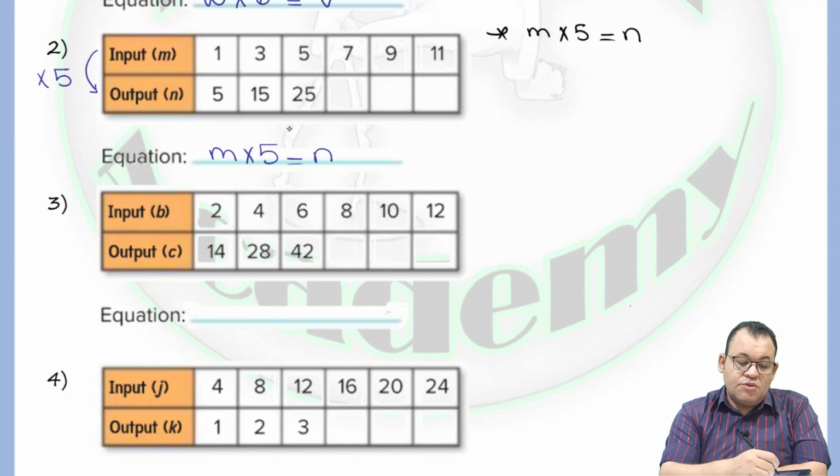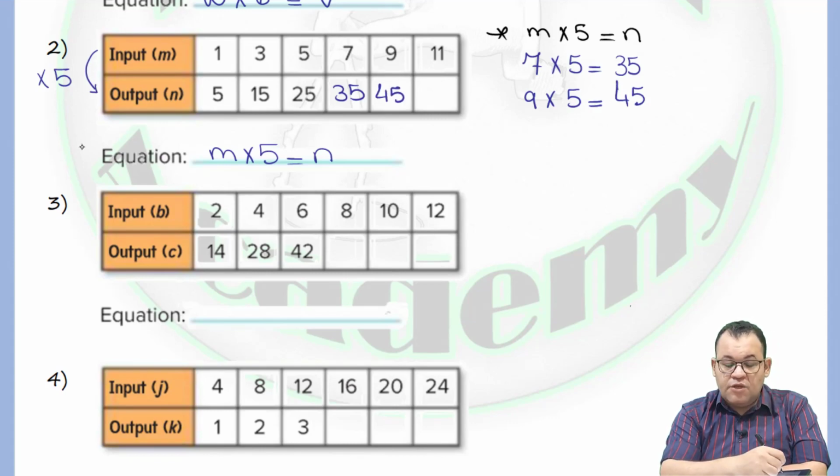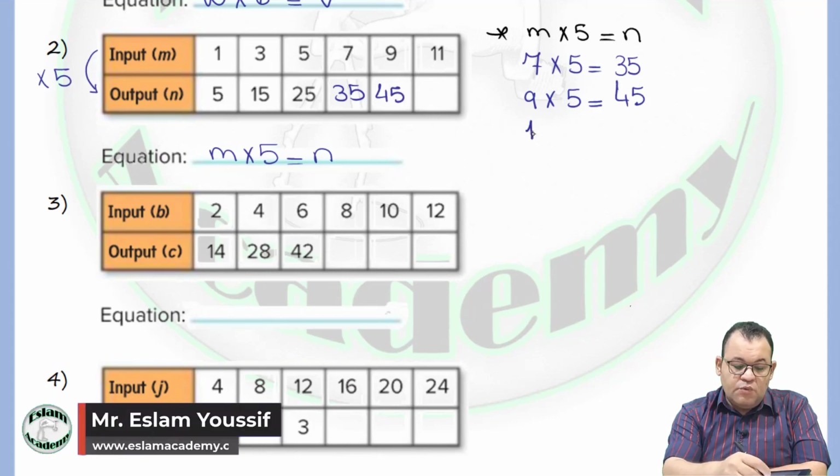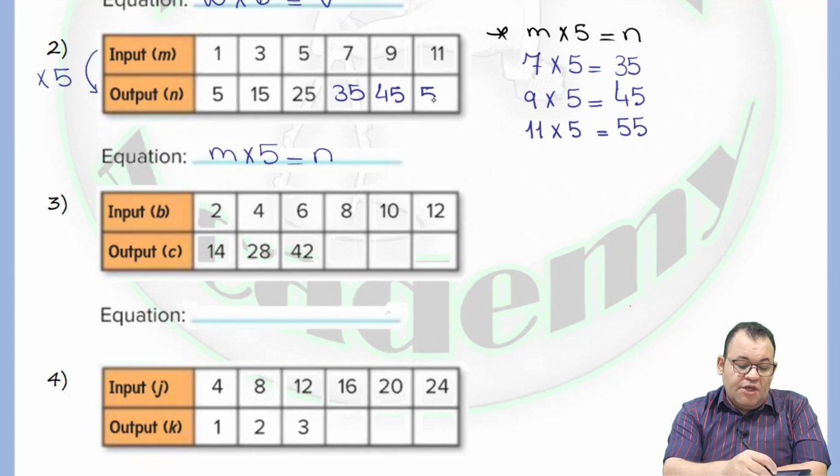Now check for the numbers. We have here the input, which is 7. When we multiply it by 5, it equals 35. So the output equals 35. When the input equals 9, multiplied by 5, it equals 45. So the output for the second number is 45. When the input equals 11, multiplied by 5, it equals 55. So the output now is 55. And that's how we can find the equation and complete the numbers in multiplication.